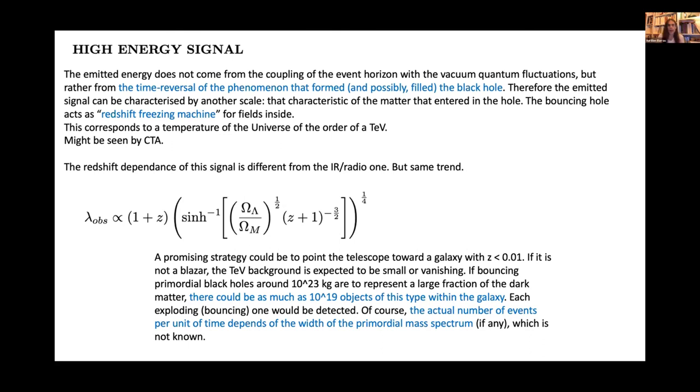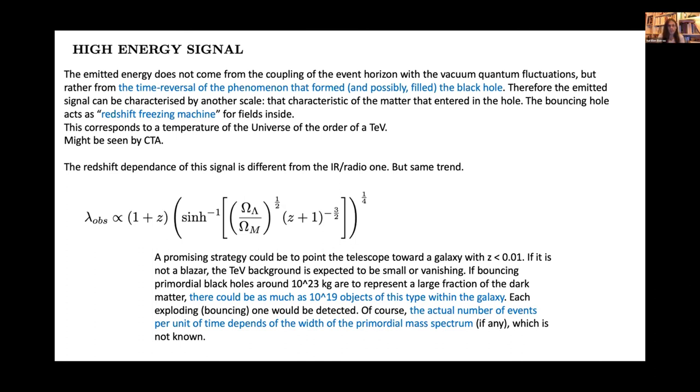So if you do the math, you end up with the result that for k equal 0.05, the energy should be of the order of a TeV. And basically, the black to white hole acts as a kind of redshift freezing machine. Okay, it takes a teeny amount of time for the fields that go inside and then outside, but it takes 10 billion years seen from the outside.